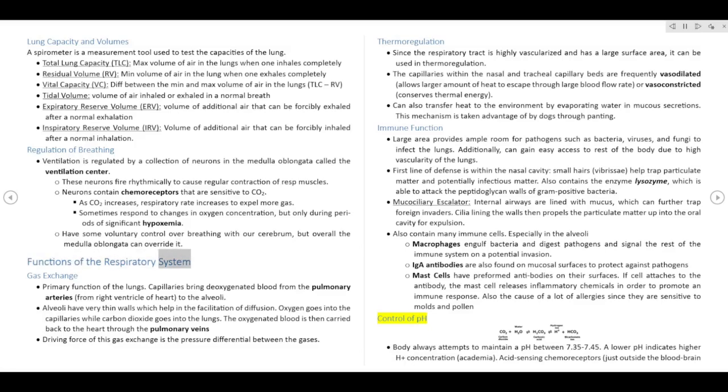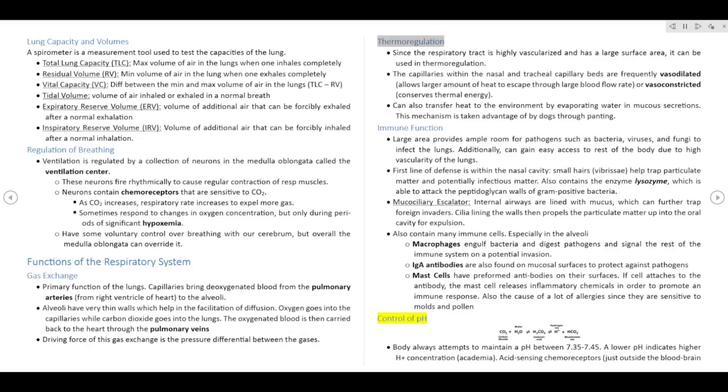Functions of the respiratory system. Gas exchange. Primary function of the lungs. Capillaries bring deoxygenated blood from the pulmonary arteries, from the right ventricle of the heart, to the alveoli. Alveoli have very thin walls which help in the facilitation of diffusion. Oxygen goes into the capillaries while carbon dioxide goes into the lungs. The oxygenated blood is then carried back to the heart through the pulmonary veins. Driving force of this gas exchange is the pressure differential between the gases.